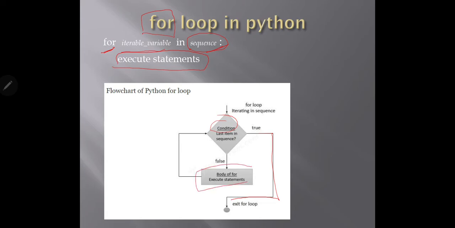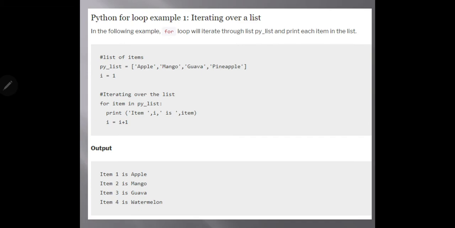get executed, and again it will check the condition whether this iterable variable has reached the last element of the sequence, and this will continue until the iterable variable reaches the last element of this sequence. So with the help of for, we can iterate through a sequence, and I will show you with an example how we can do this.